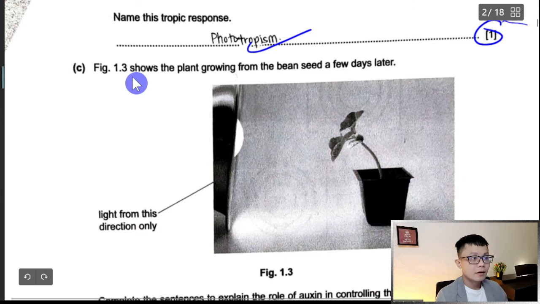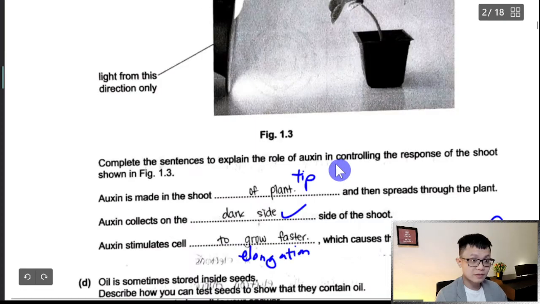This shows the plant growing from the bean over a few days, and the plant is moving towards the light. That is positive phototropism on the leaf. Complete the sentence concerning the response of the shoot. Auxin is a hormone that makes the plant grow. So auxin is made in the shoot tip of the plant. Correct or not? The shoot tip of the plant.